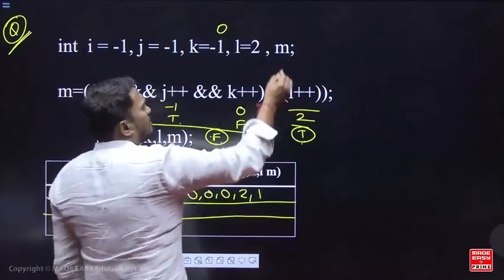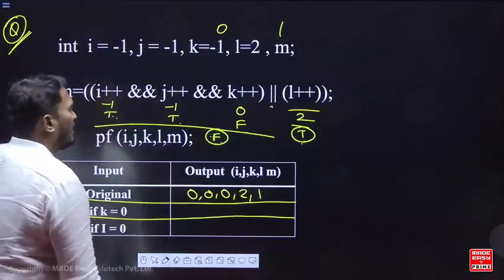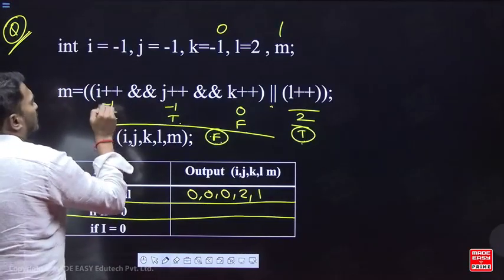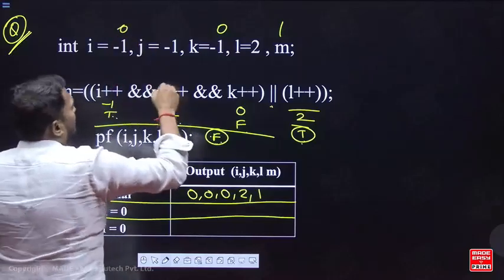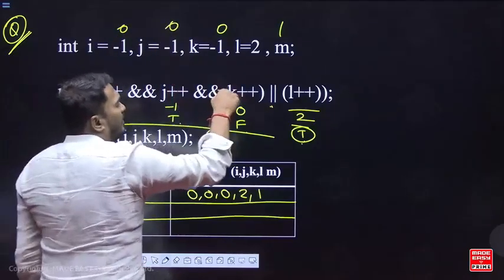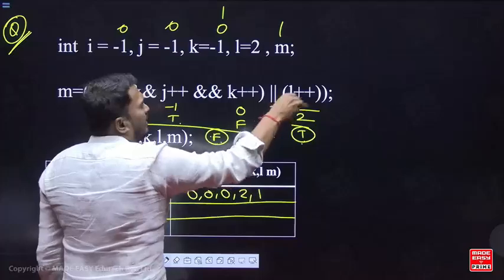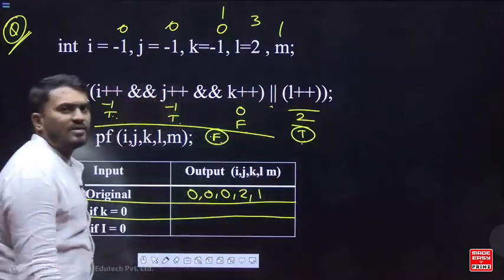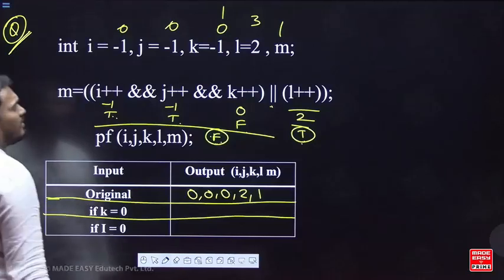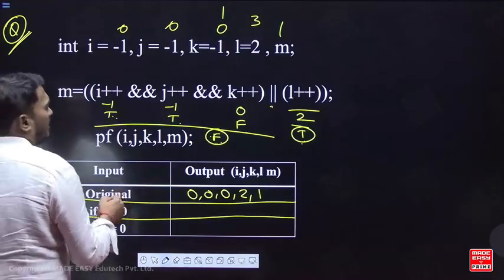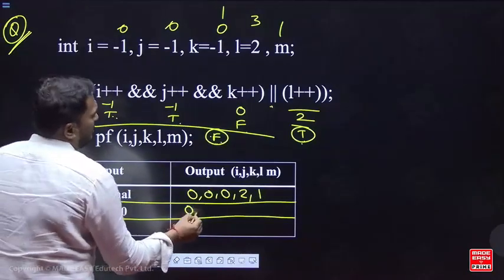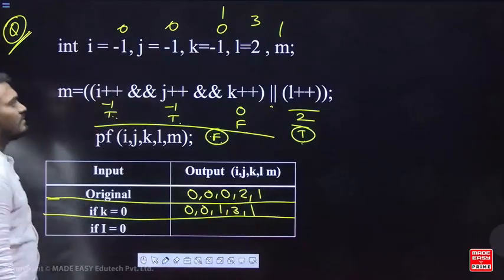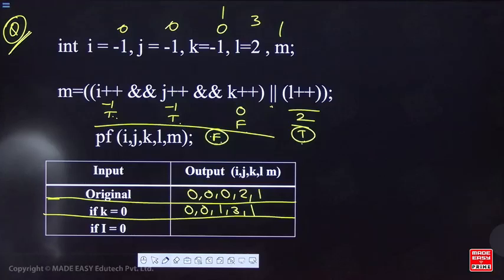So if this entire expression is true, what will m be? It will be 1. Now tell me what values have changed here. The i value changes: it was -1, and since it is a post increment, it becomes 0. The j value changes to 0, and the k value was 0 so it changes to 1. The l value also changes, becoming 3, because it is a post increment compared with 2. Now tell me, with if k equal to 0, what answer do you get? 0 0 1 3 1. Yes or no?